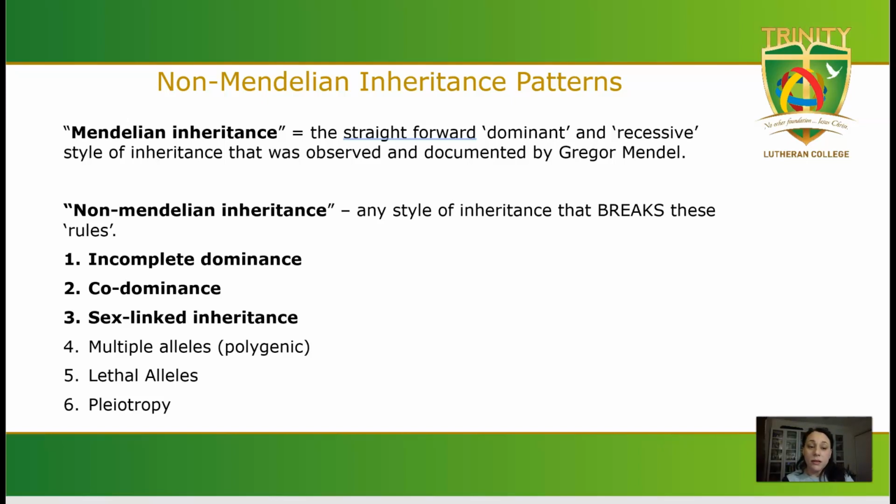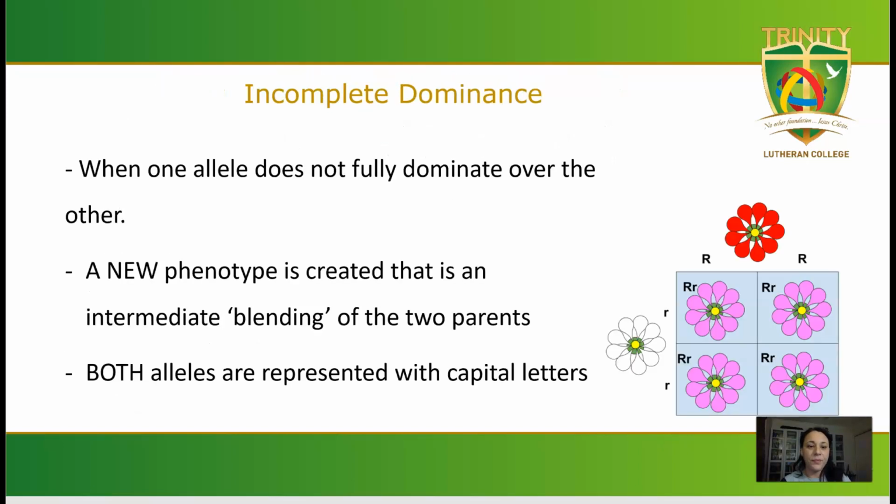The first type of non-Mendelian inheritance we're going to go through today is incomplete dominance. Then we're going to talk about codominance and the difference between the two. And then we're going to focus on sex-linked inheritance. Later in the week, we're going to do examples 4, 5, and 6, which are multiple alleles or polygenic inheritance, lethal alleles, and pleiotropy. So let's get into it.